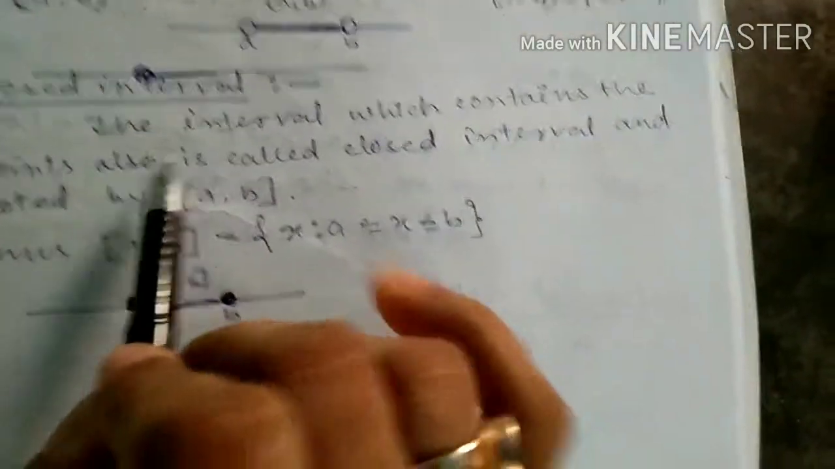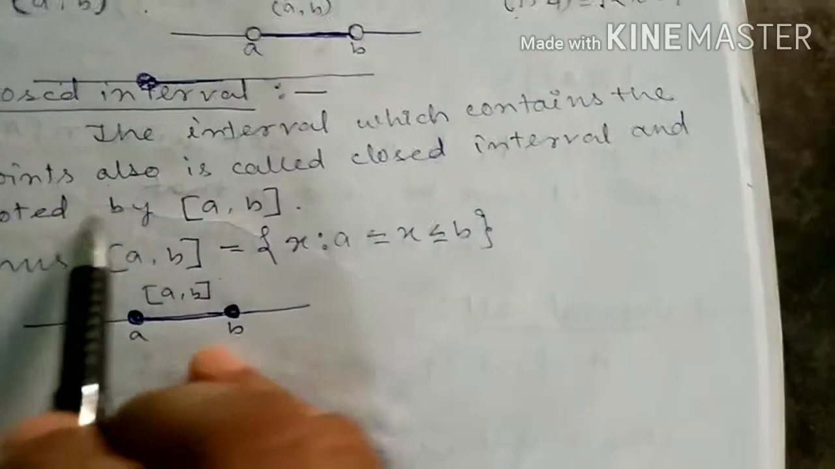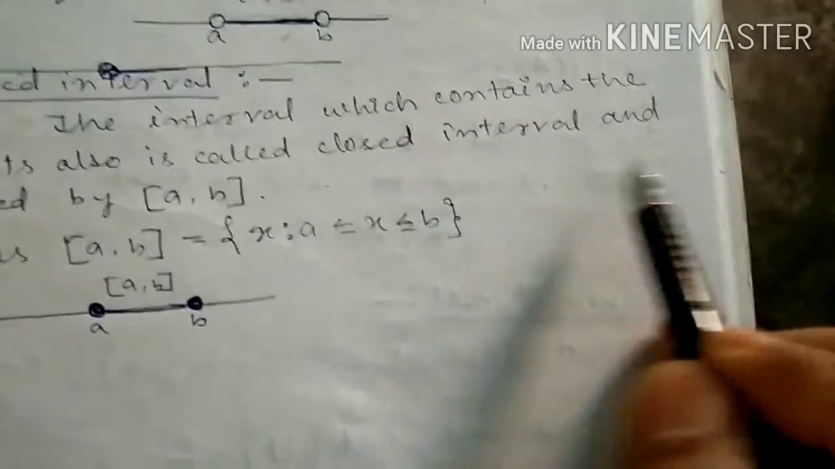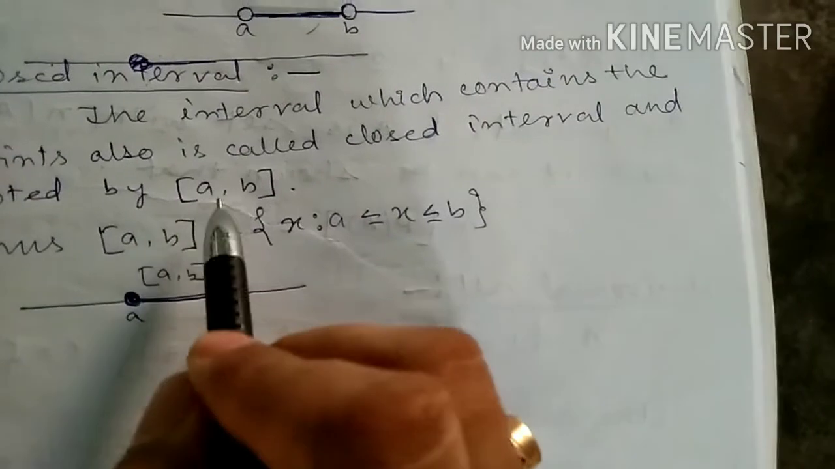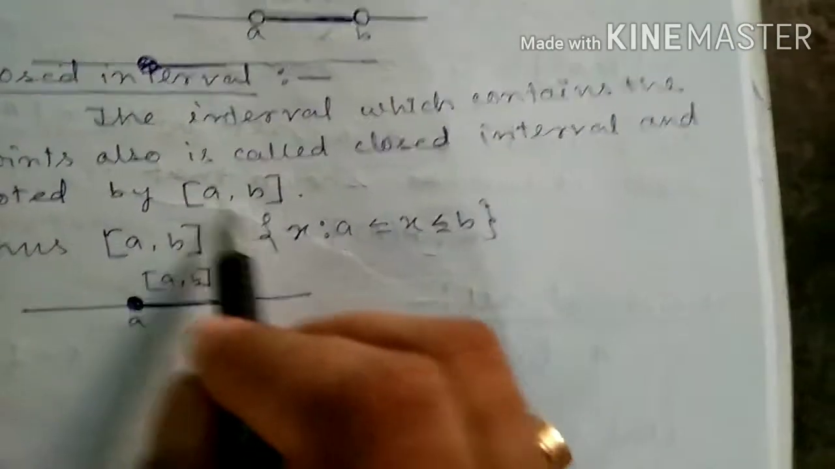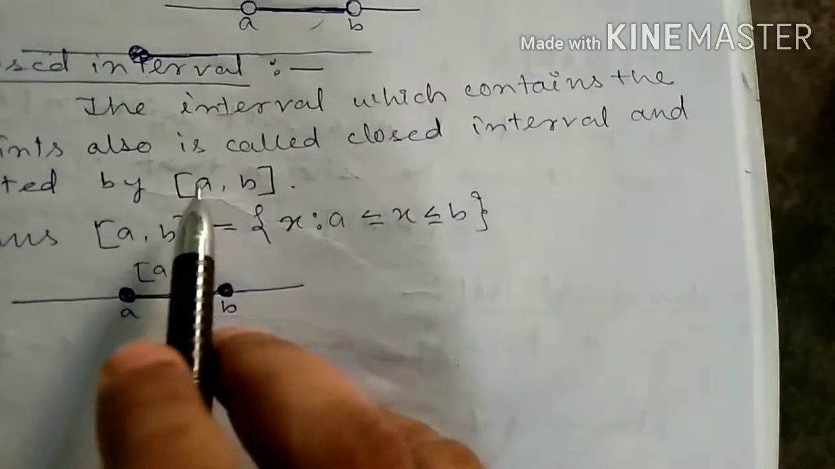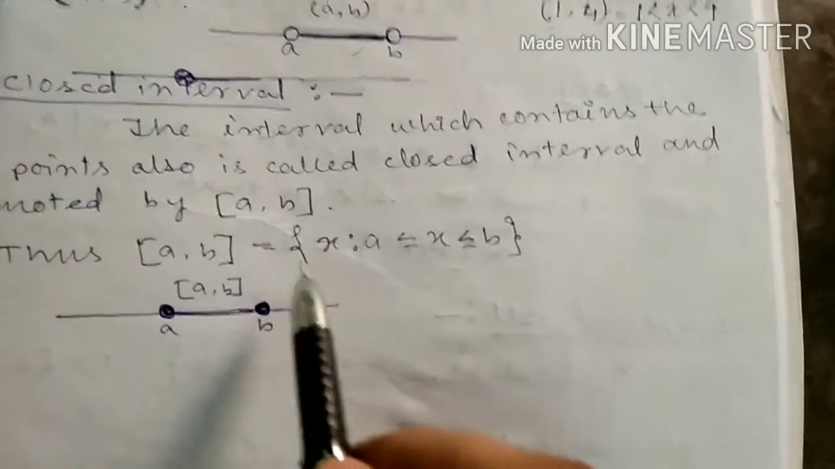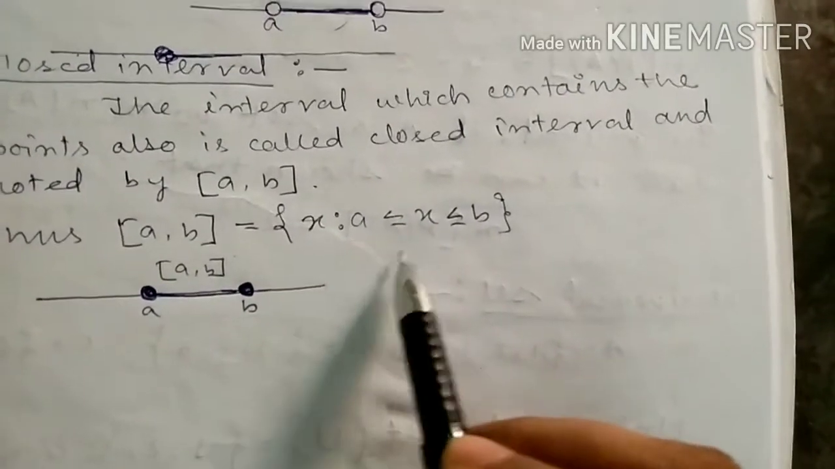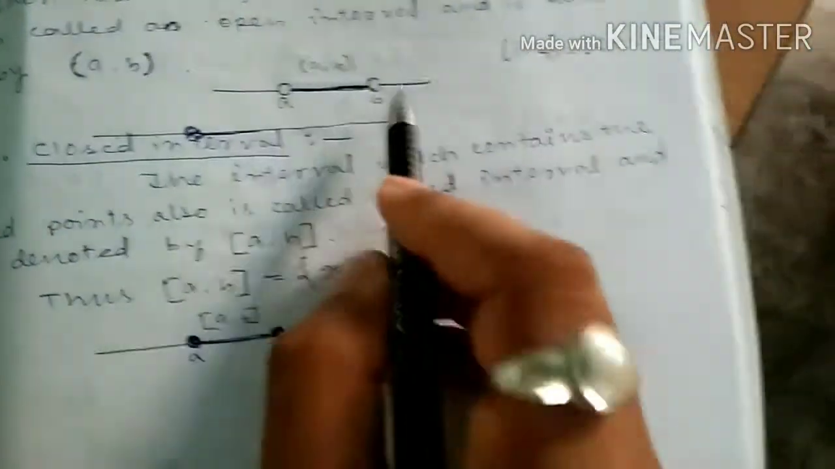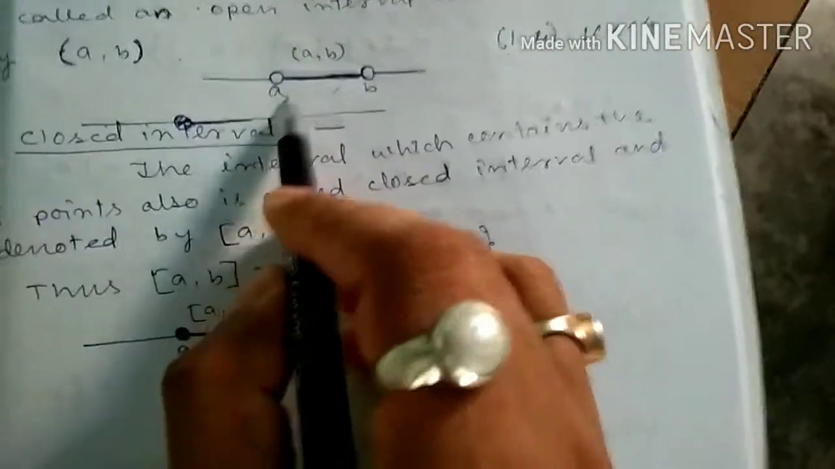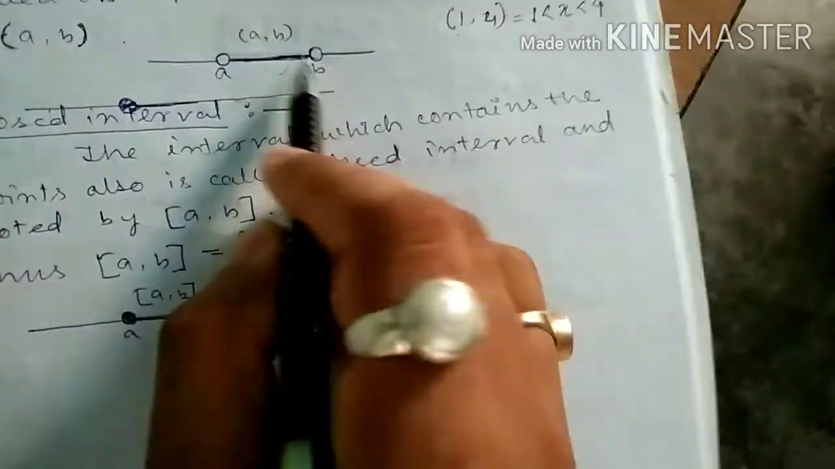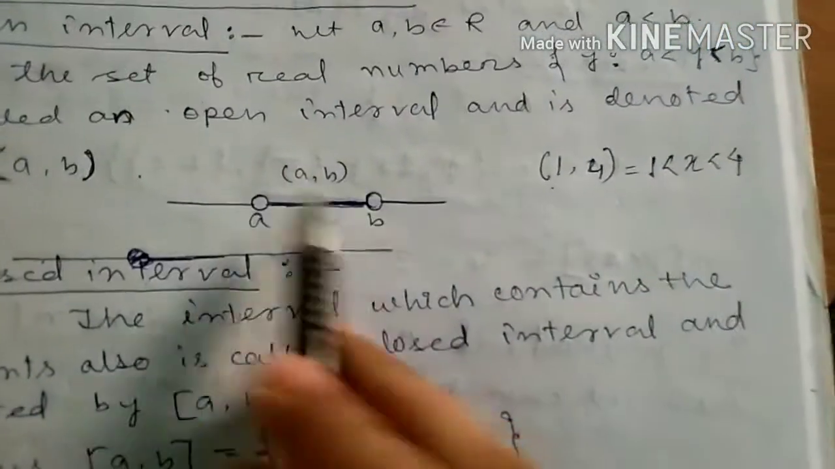Okay, next is the closed interval. The interval which contains the end points also is called a closed interval and is denoted by square brackets [a, b]. Thus in a closed interval we consider both end points a and b. So [a, b] can be written in the form of all x such that a ≤ x ≤ b. Here, the open bracket is the symbol for open, therefore a is not contained and b is not contained in the set.